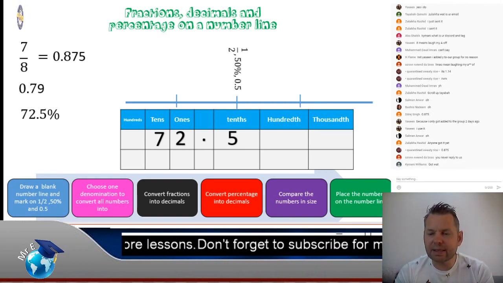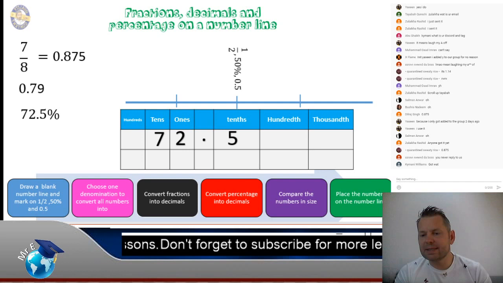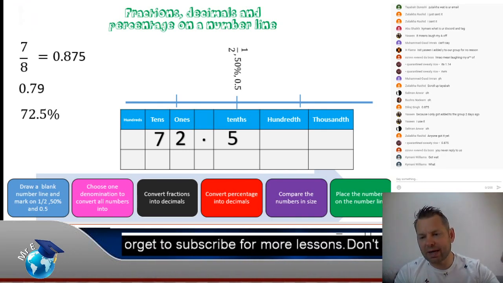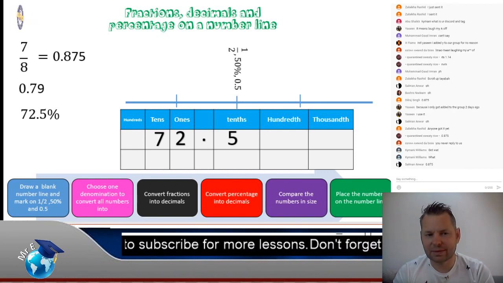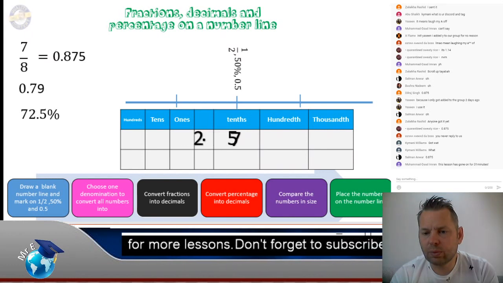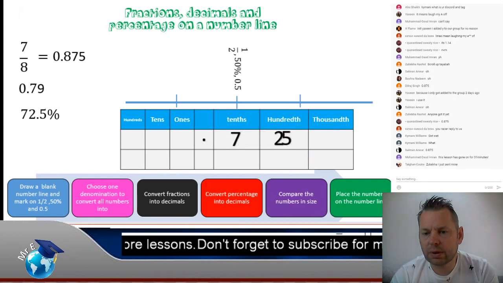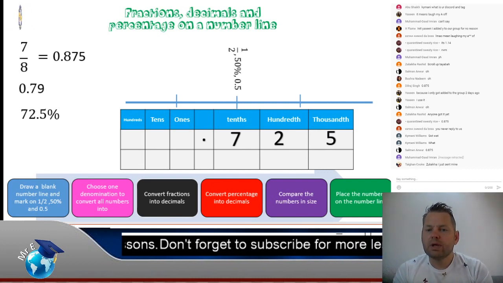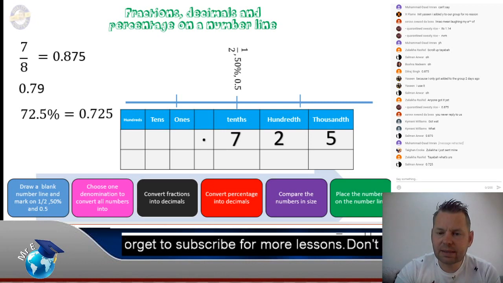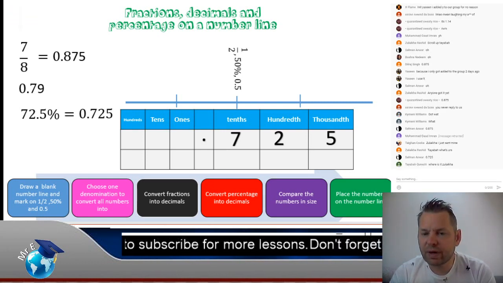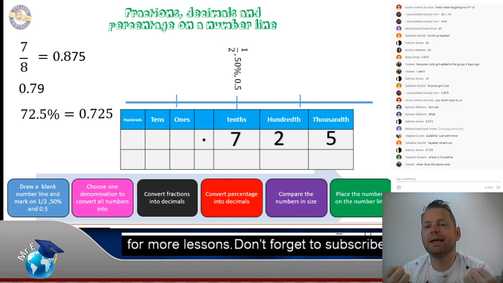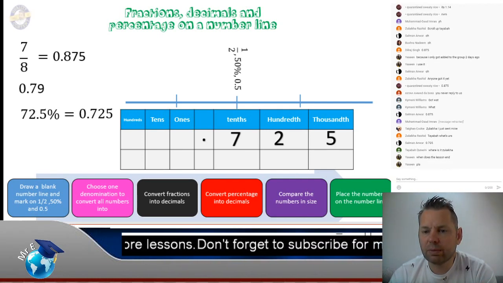Then, because we're dividing, we move everything two places to the right. That's your right. And we're going to move them 1, 2, 3. Which means our decimal equivalent of 72.5% is 0.725. Now this is where writing on your decimals at the beginning is going to help the most.